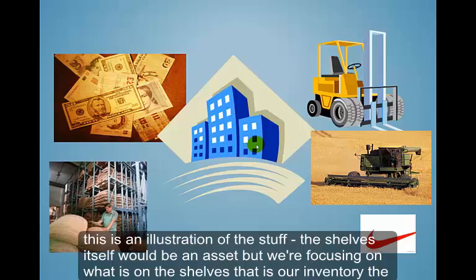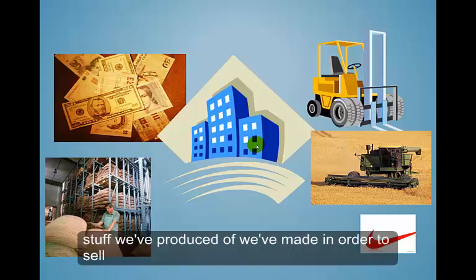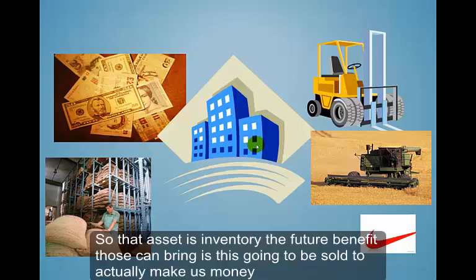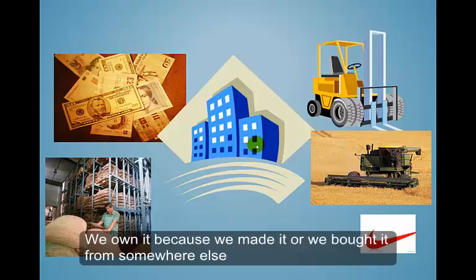This is an illustration of the stuff. Shelves itself would be an asset, but we're focusing on what's on the shelves. That's our inventory, the stuff we've produced, we've made in order to sell. So that asset is inventory. The future benefit that it's going to bring is it's going to be sold to actually make us money. It has value. We own it because we made it or we bought it from somewhere else.